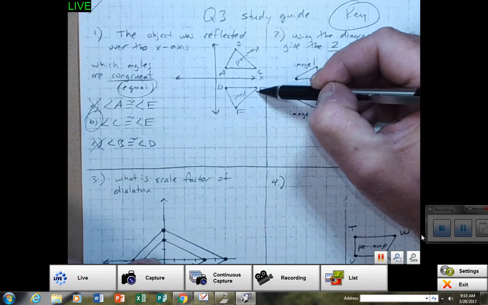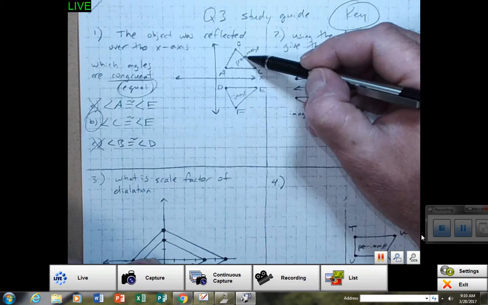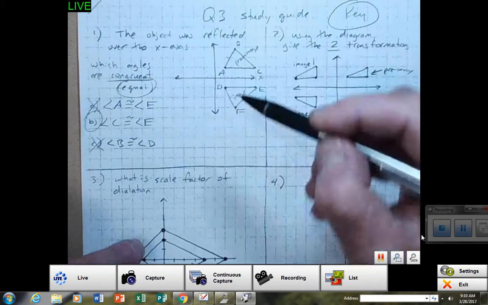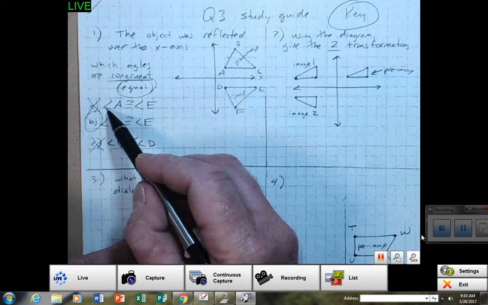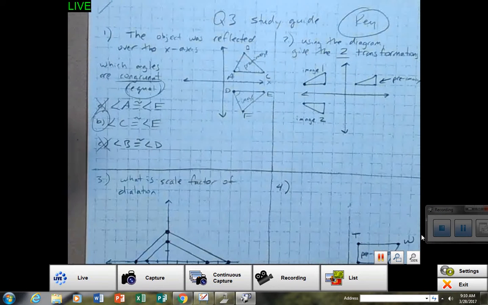Congruent also means length. The length of this side is equal to this side, congruent. The length of this side, AB, is congruent to DF. These symbols mean the inside angle. But angles and length, when things are congruent, are all the same.